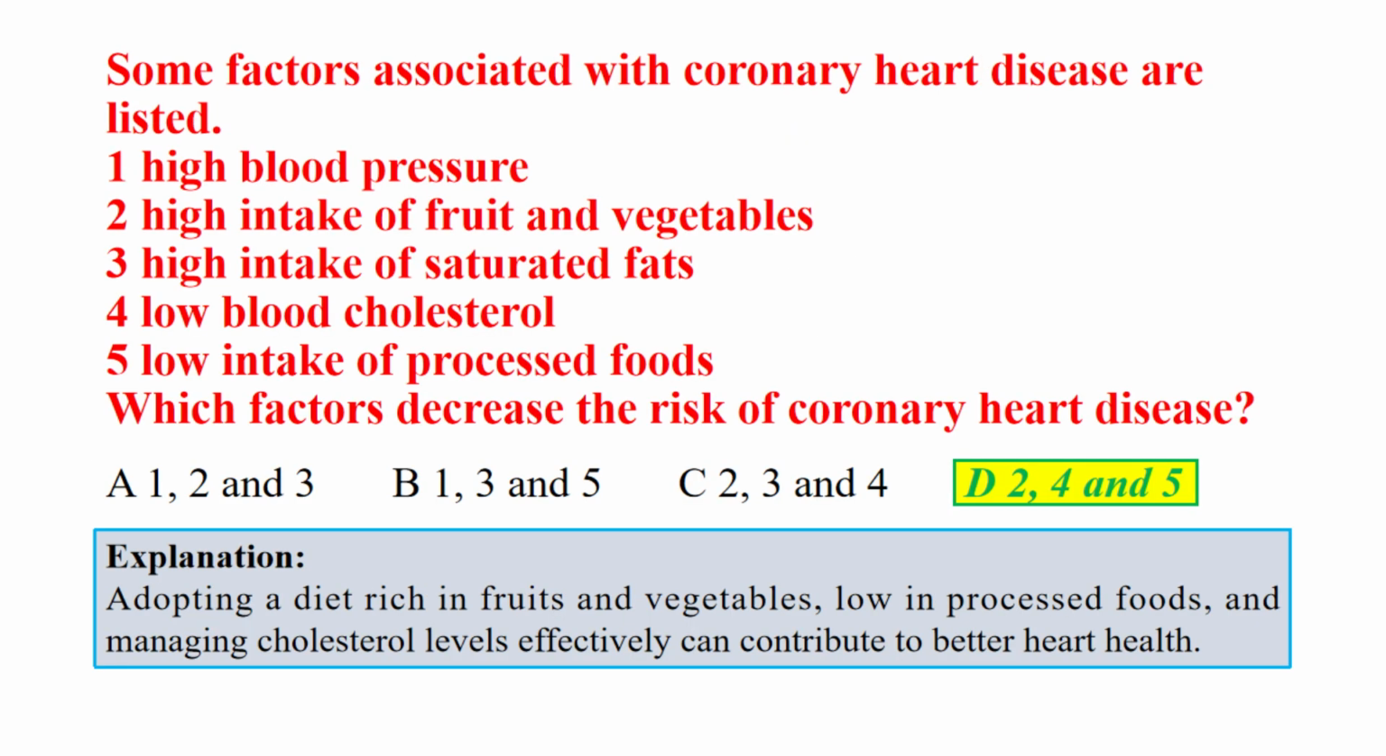In this question we are exploring factors related to coronary heart disease, or CHD. Let's look at which factors decrease the risk of this condition. Here are the options. 1. High blood pressure. 2. High intake of fruit and vegetables. 3. High intake of saturated fats. 4. Low blood cholesterol. 5. Low intake of processed foods. Which factors actually help lower the risk of coronary heart disease?